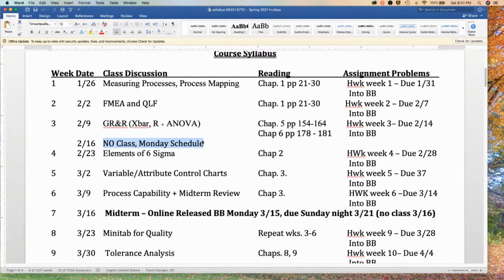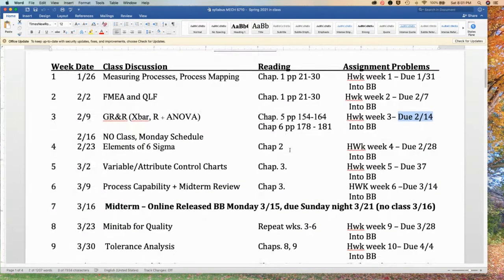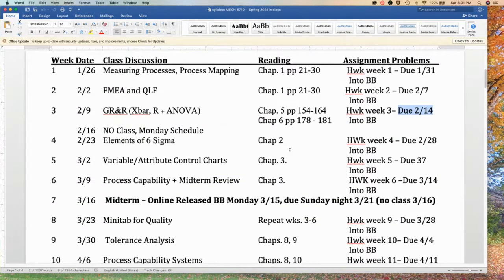We have a break on February 16th. That is President's Day week, so we're not going to meet that week. But I'd like the homework to still be due that Sunday because I like to be on top of it. So we're going to have it kind of front-loaded with a lot of homework in the beginning.